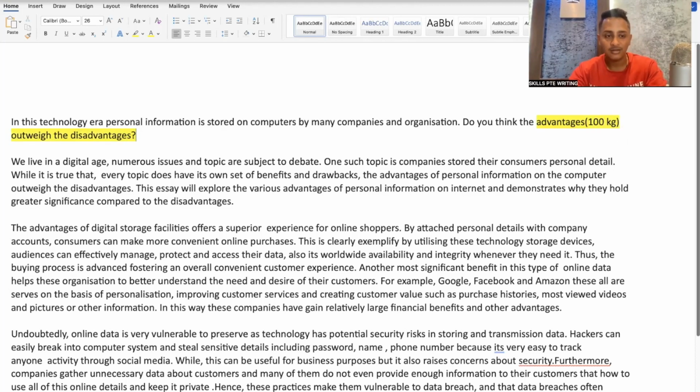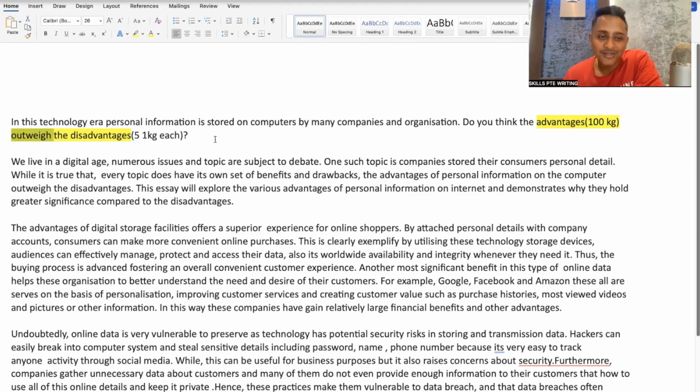In disadvantages, you wrote five disadvantages which weigh 1 kg each. So where is 5 into 1? 5 kg and 100 kg. So advantage outweighs disadvantage. Outweigh is about the weight of it, not the number of advantages or disadvantages.